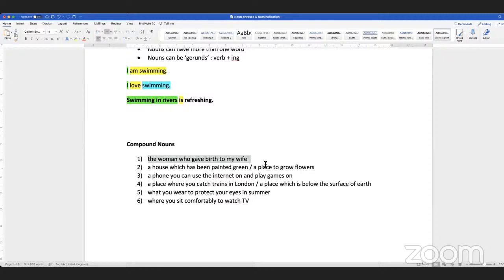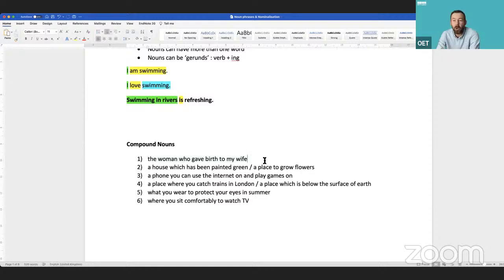Midwife. Delivery. Mother-in-law. Mother-in-law, not midwife. Midwives do not give birth to babies. Well, they do, I guess. Sometimes they give birth to babies. But if a midwife helps me, it's my wife who gives birth, not the midwife. The midwife helps my wife give birth. Yeah, it's mother-in-law, isn't it?